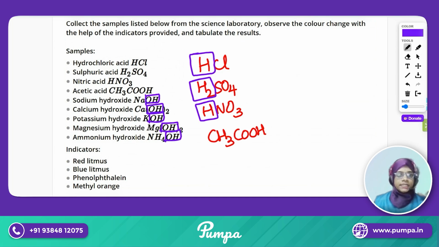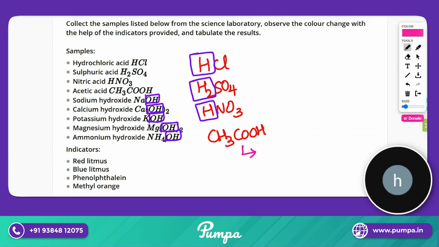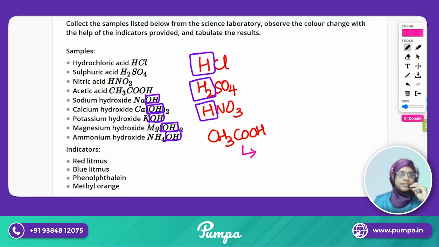But in the last one, how is it? Will it be an acid or a base? Maybe neutral, ma'am. Okay. Any other guess? Or salt. Yes, salt. Acid. Yes. So in the first question we have seen, right? You said it is acetic acid. Do you remember that?